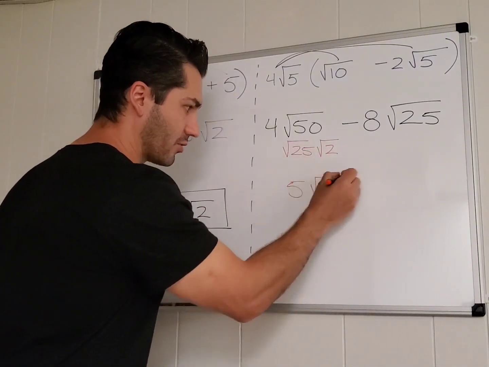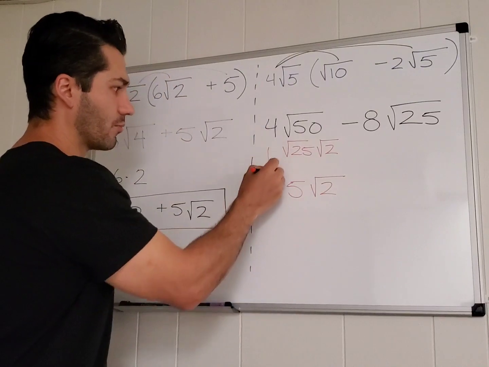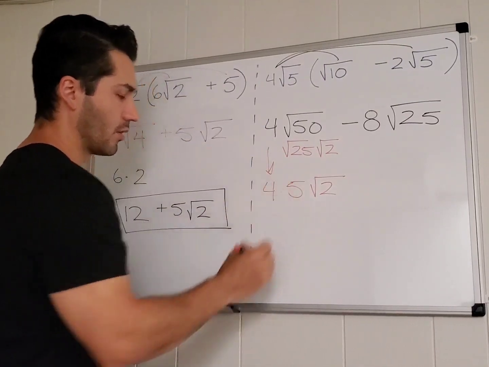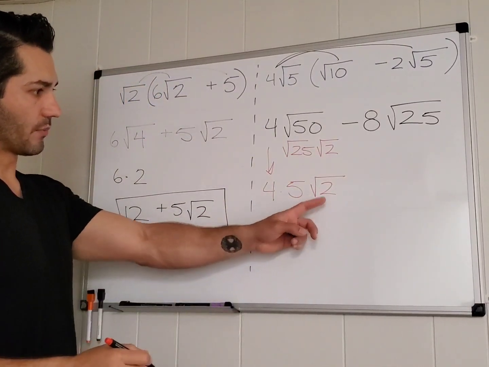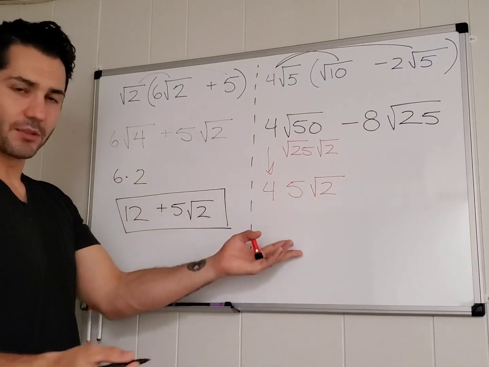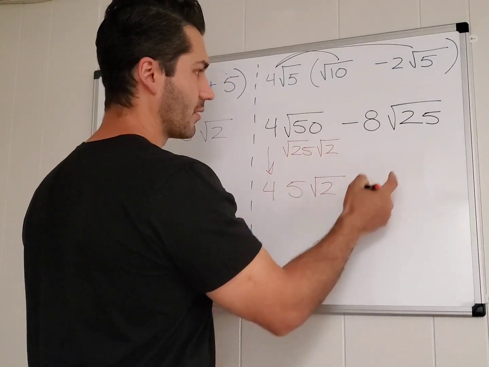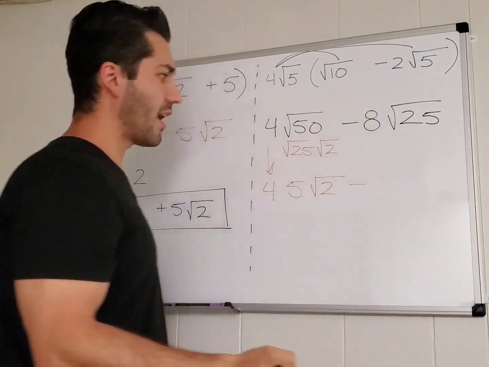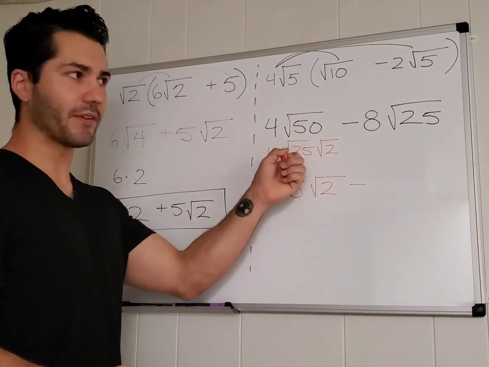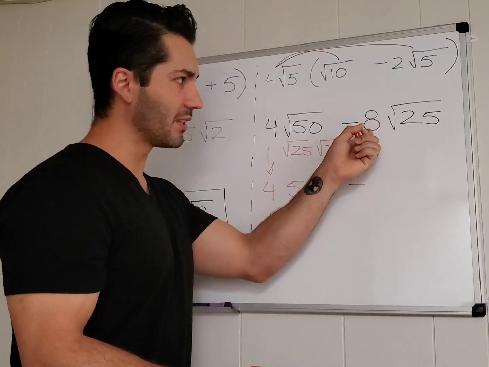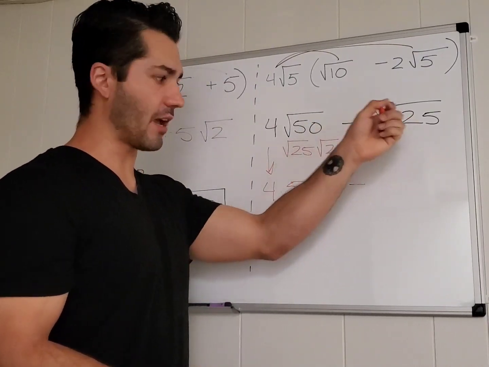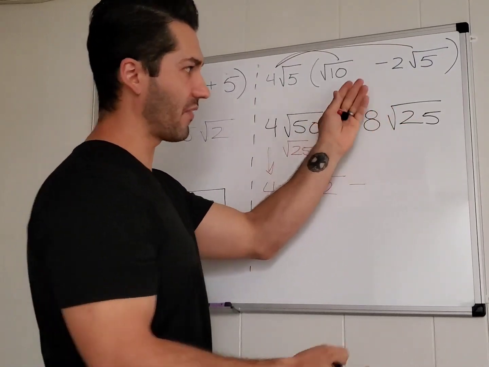5, bring down that radical 2. I don't know what it is. And we also bring down this 4. 4 times 5, radical 2. You already know that's going to be 20 radical 2. Minus square root of 25. I literally just said I know the square root of 25. It's 5. So this is 8 times 5. Not 8 times radical 5, just 8 times 5.